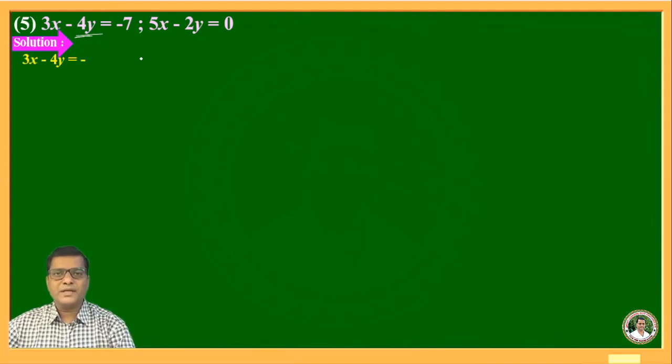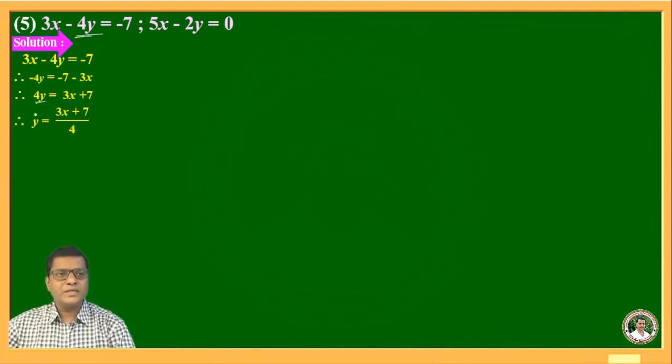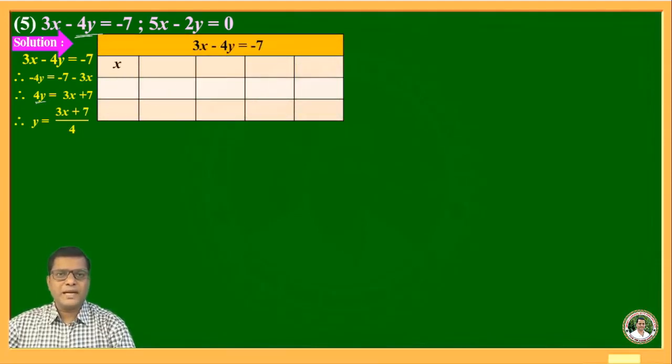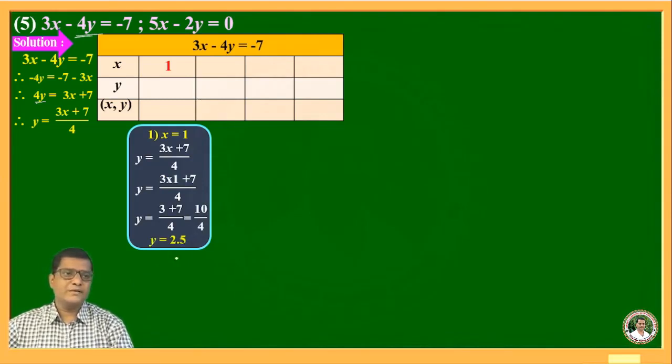Therefore write the given equation and try to convert this in the form of y is equal to something. Here this 4 is multiplied to y, which will be divided to both. Now it is very easy to complete the table. For that, draw the table, write their equation and x, y and x, y coordinates. Here we will take value of x is 1. Write this value in the table and substitute this value of x in the given equation. We will get the value of y is 2.5.